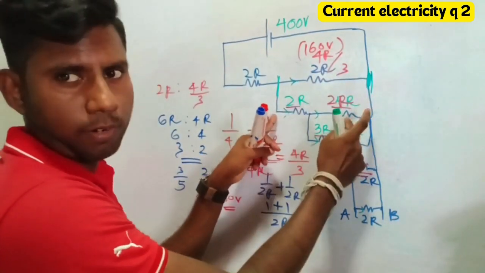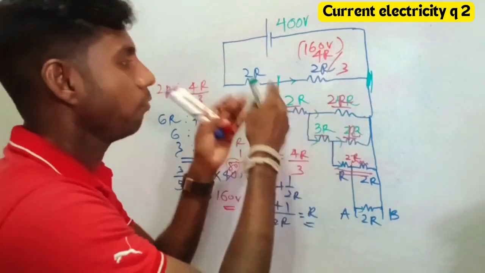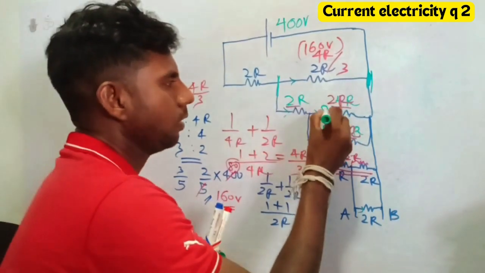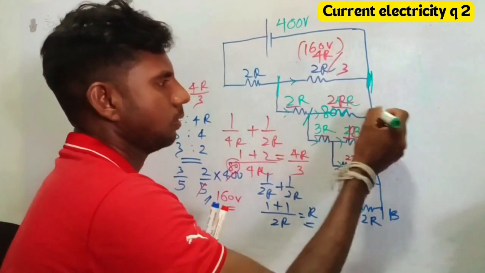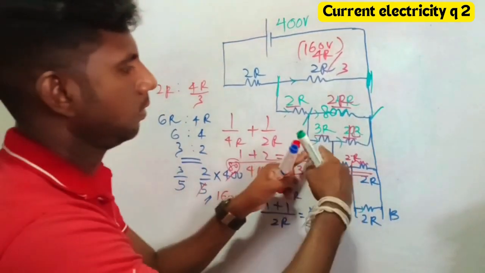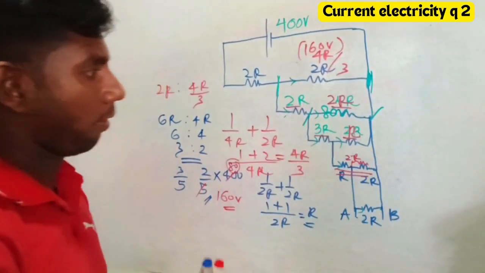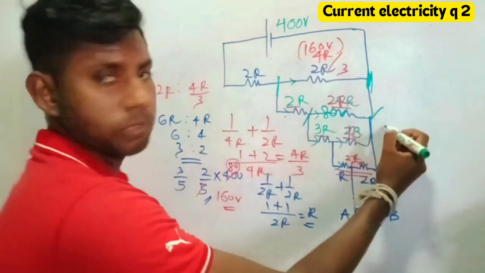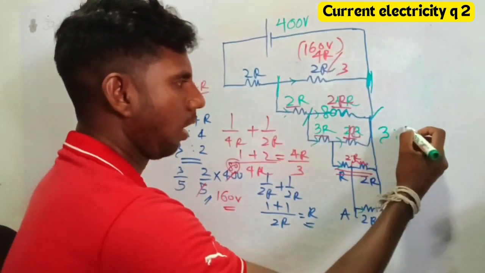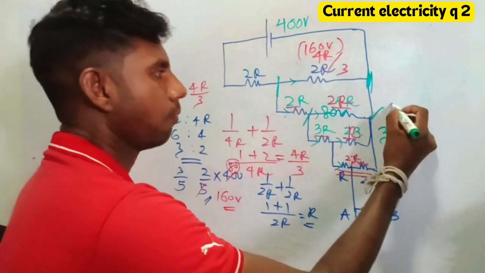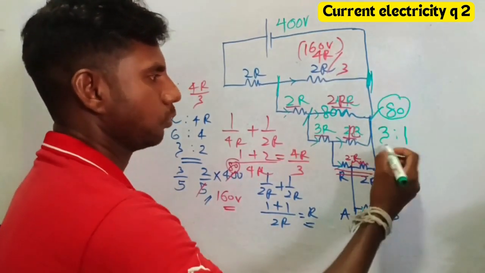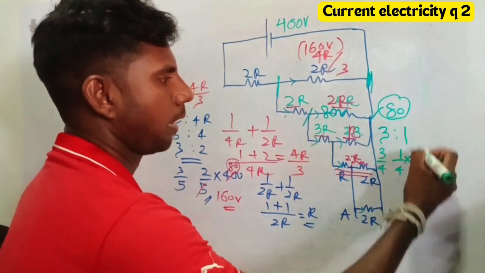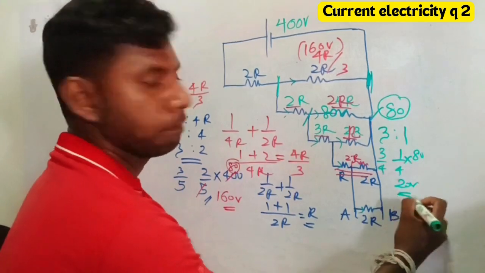Again, 2R and 2R, 160 volt in between, 1:1 ratio, so we have 80 volt across this. Then again 3R and R. Remember that, now it's tricky. 3R and R means a 3:1 ratio. We have to divide this 80, so again the ratio is 3 over 4 and 1 over 4. That multiplied by 80, we get 20 volt.